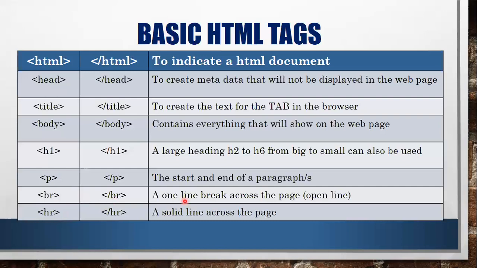Okay, then we have BR. BR stands for a one-line break across the page, so an open line. So, for example, between your paragraphs, you are going to want a space. So you would enter there a BR. And then, very importantly, how do I insert a line across so that I can separate sections?